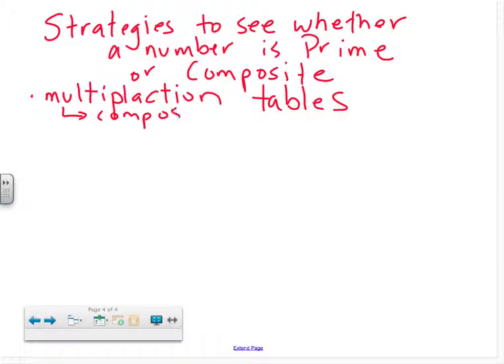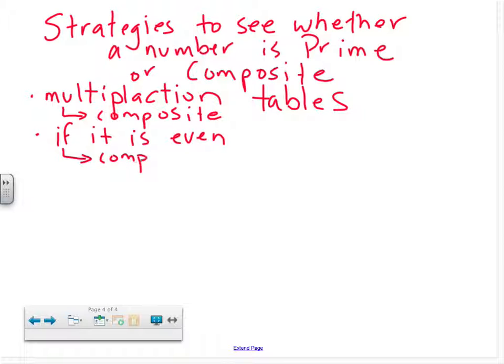Okay? I personally would do a different one first when we talked about it. What would, yeah? It's odd or even. Yeah. If it's even, then we know it is what? Automatically, if it's even. Yes? Composite. Yeah, and there's only one exception to that rule.